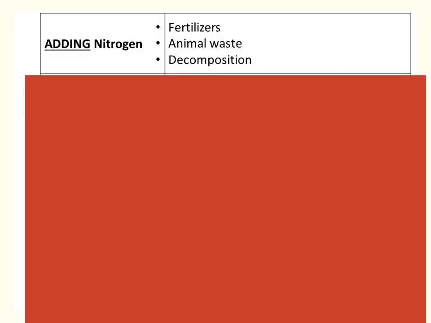All right, so first let's talk about how we add nitrogen, and we're adding nitrogen to the soil or to the water, not to the atmosphere. So make sure you've written soil and water here underneath. So we add nitrogen to the soil or water through fertilizers, animal waste, and decomposition. So when an animal dies and their body's broken down by bacteria and things.